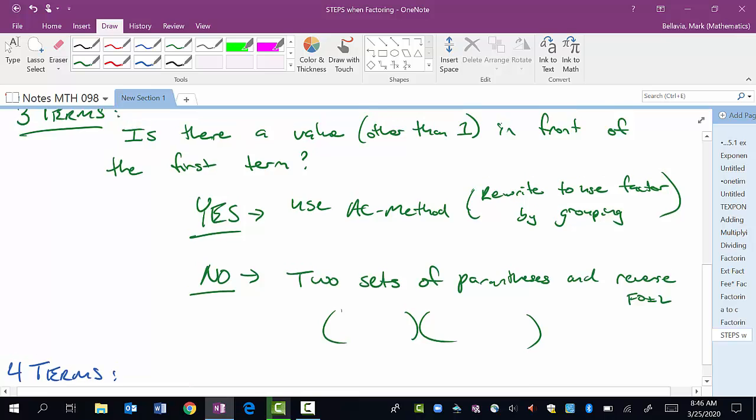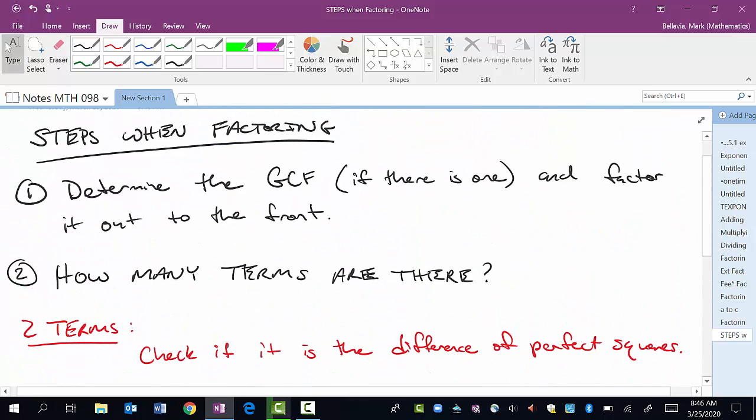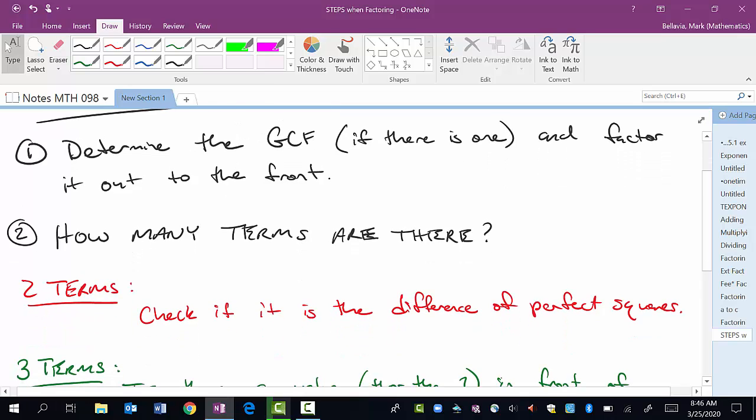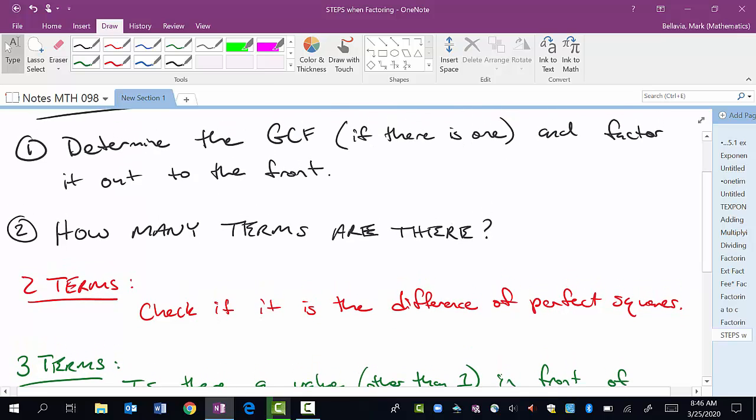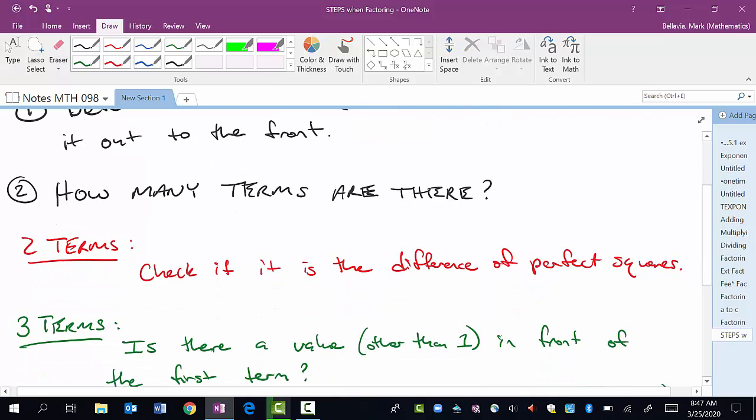So it's important that when you're approaching a factoring problem, just going back to the top, the first thing you do is look for a GCF. If there is a greatest common factor, you factor it to the front. If there isn't one other than 1, then you leave the expression alone. The second thing you want to do is ask yourself, how many terms do you see? That means, if you took out a GCF, how many terms you see inside the parentheses. If there's 2 terms, you want to check to see if it's a difference of perfect squares. If it is, then you factor it using the formula for a difference of perfect squares. If it isn't, then you can't do anything else with it.